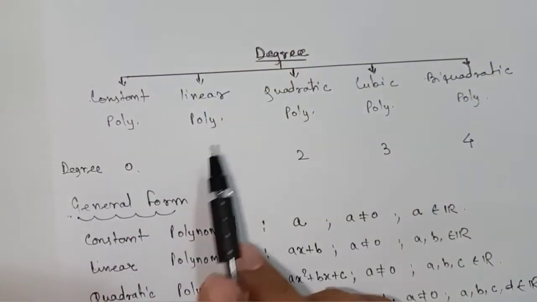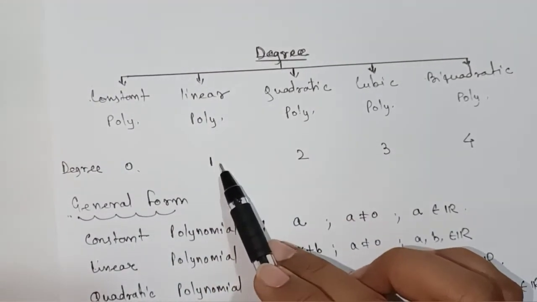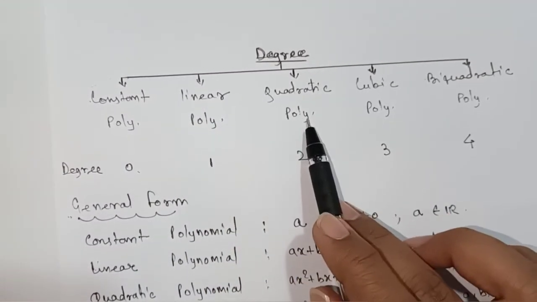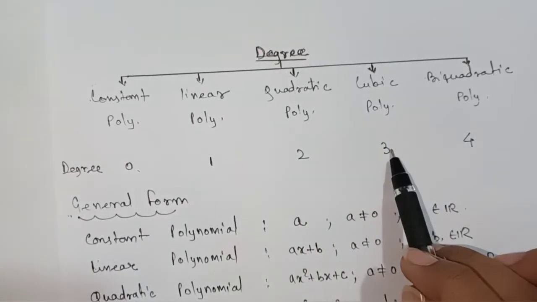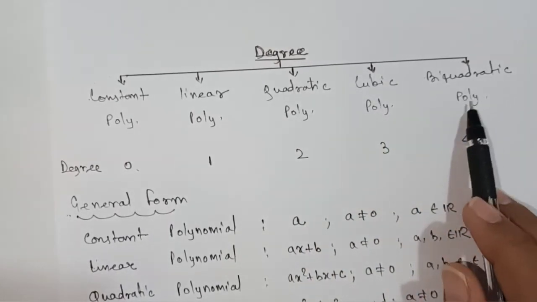Constant polynomial means degree 0, linear polynomial, degree 1, quadratic polynomial, degree 2, cubic polynomial, degree 3, and the biquadratic polynomial, degree 4.